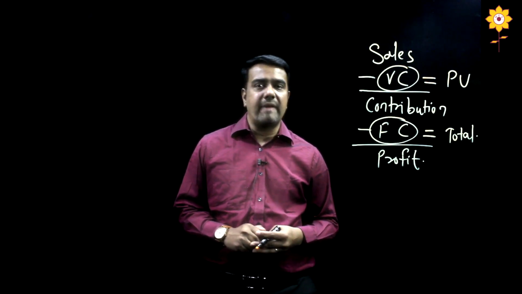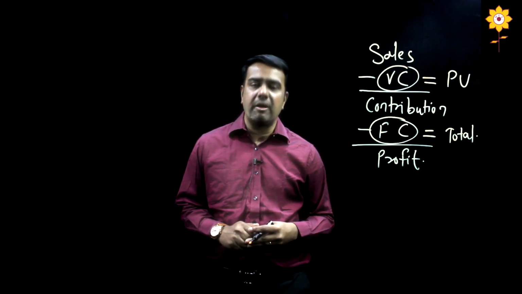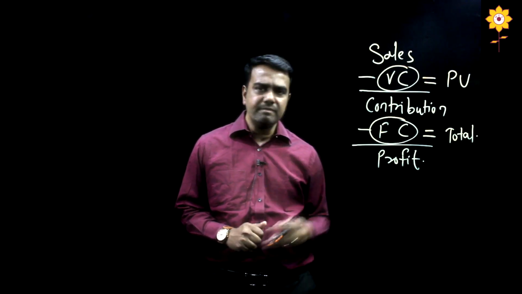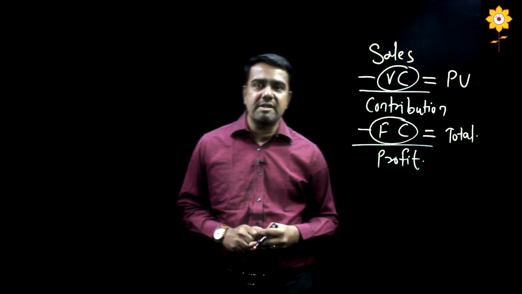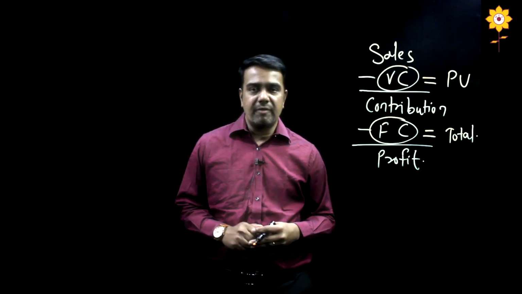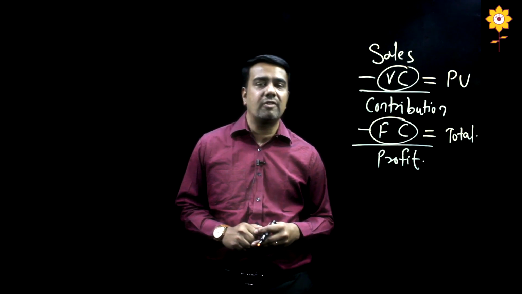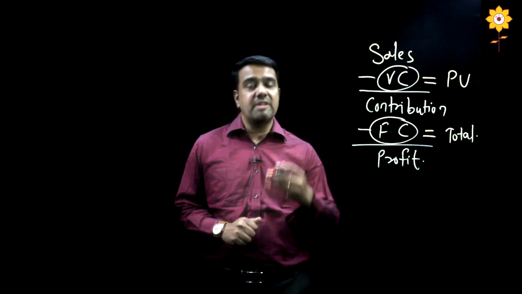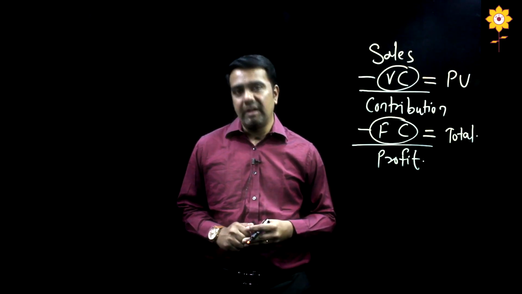Let's see, for example, factory rent I am paying. Now how many units I am manufacturing doesn't matter, whereas variable cost is completely dependent on number of units that I am manufacturing. So if I am manufacturing one unit and for that one unit I need 5 kg of raw material, then as much as units I will produce, my variable cost will go on increasing.